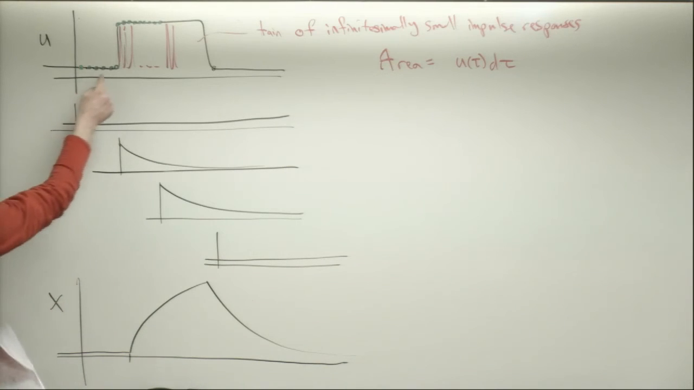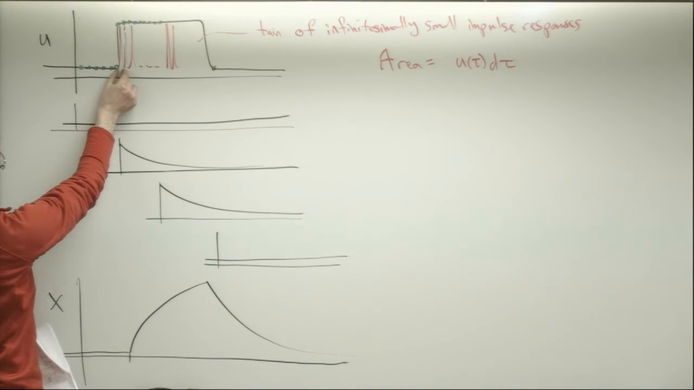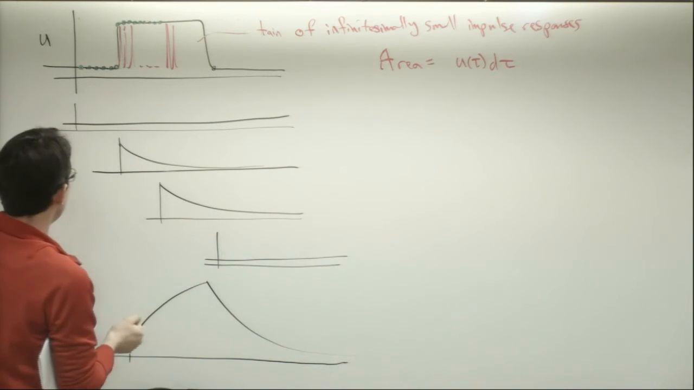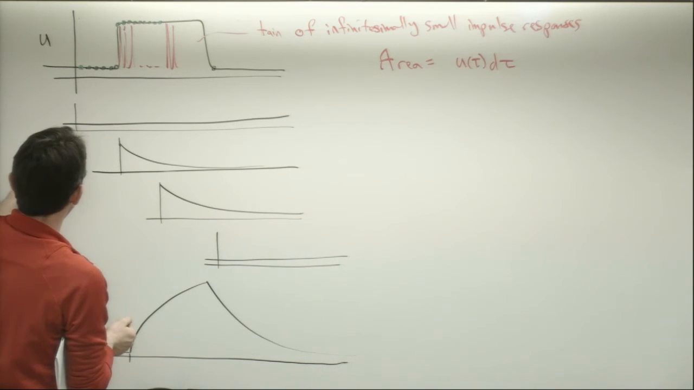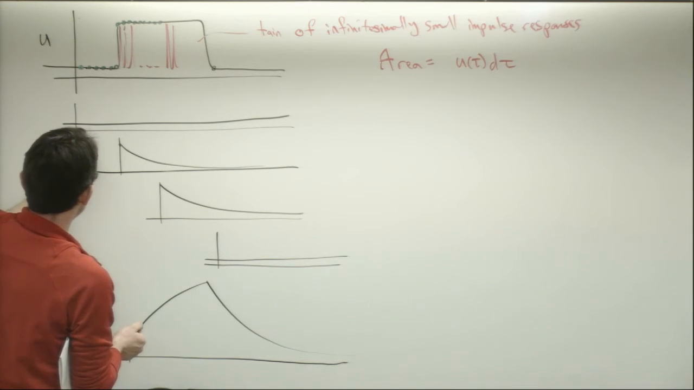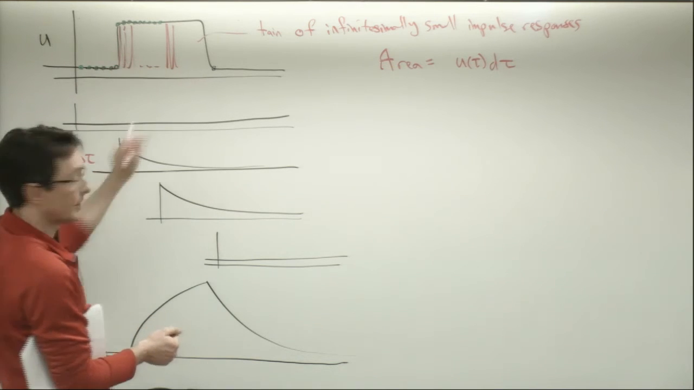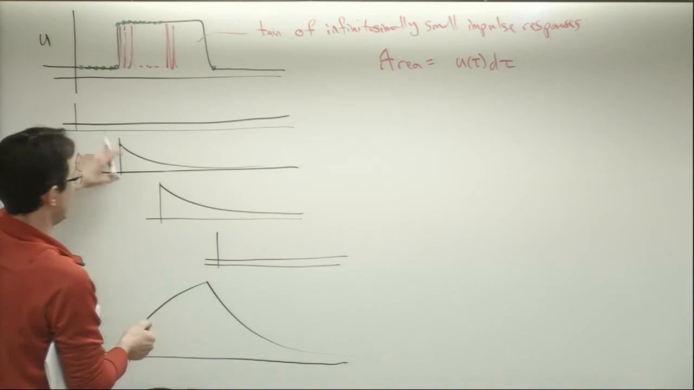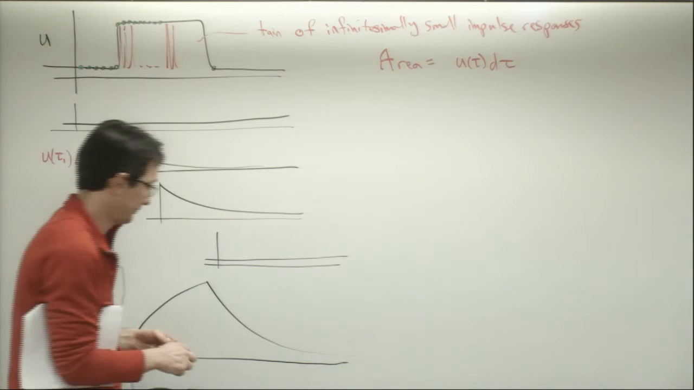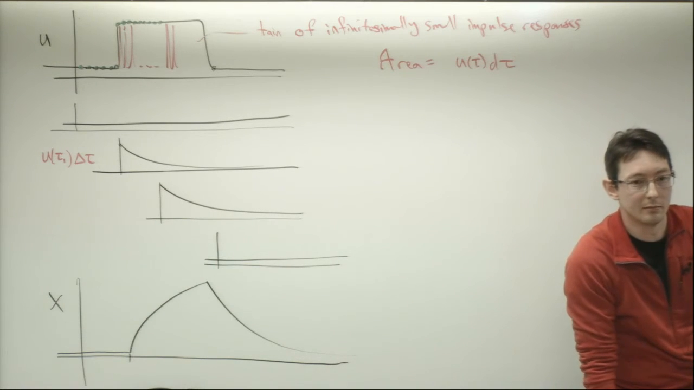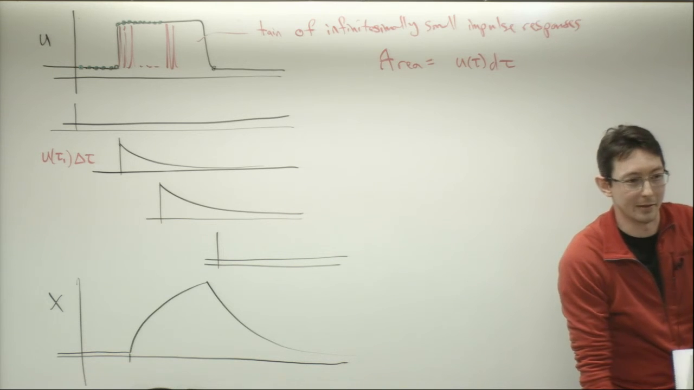So every little u of tau delta tau is going to give me, so I could call this a u of tau 1 delta tau impulse response. So I'm going to break this up into finite rectangles. And the area, these are now not infinitesimal, they're just small. Okay, questions before I actually do this in Matlab? Maybe I should do it in Matlab and then take questions.